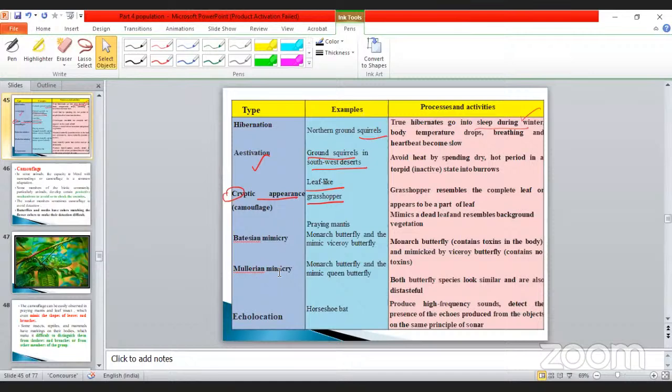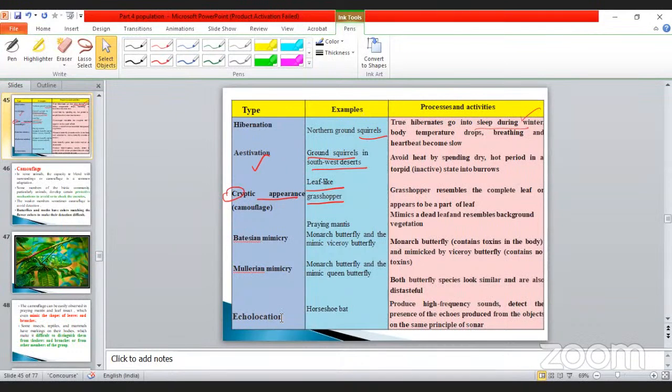Another one is called Mullerian mimicry. The monarch butterfly and the mimic queen butterfly. See here, monarch butterfly and also queen butterfly. Here, with the viceroy butterfly, there is a difference. But here, monarch butterfly and the mimic queen butterfly, what happened? Both butterfly species look similar and are also distasteful. Distasteful, what is the meaning? The predator cannot hunt the other animal because the taste is very unpleasant. So it can escape from the hunter.